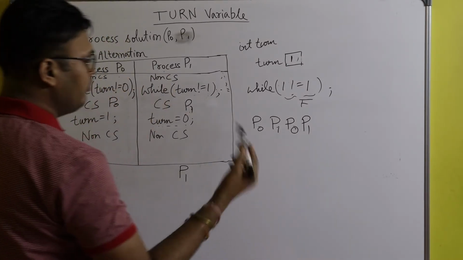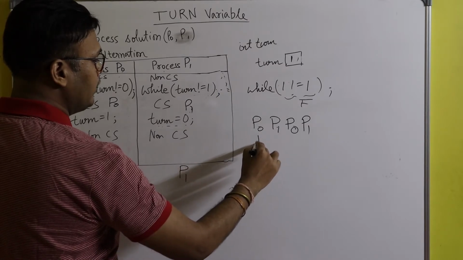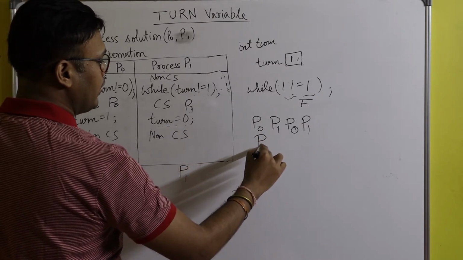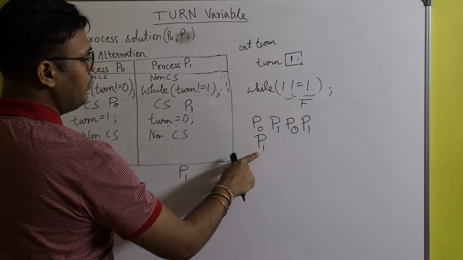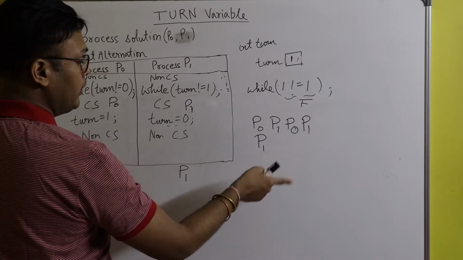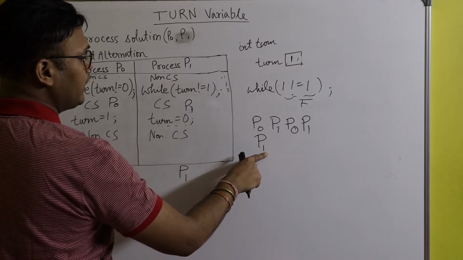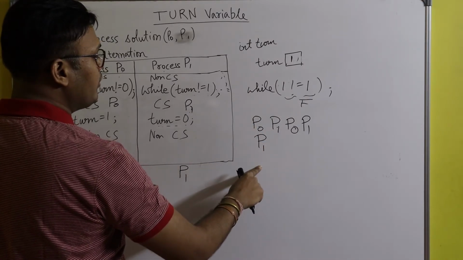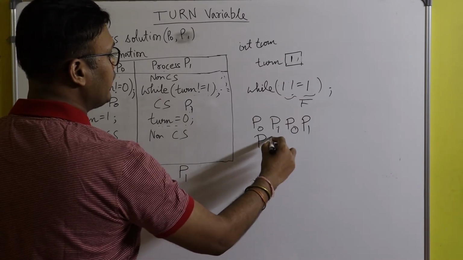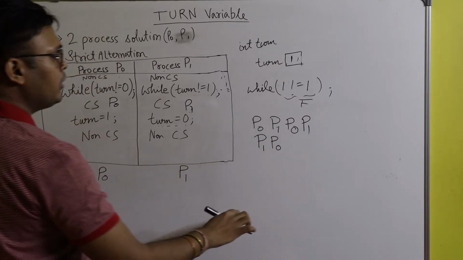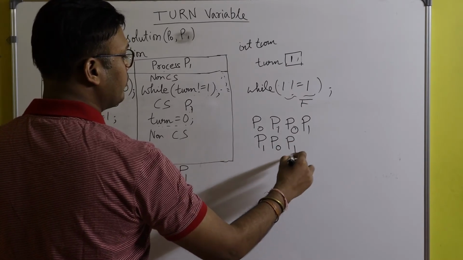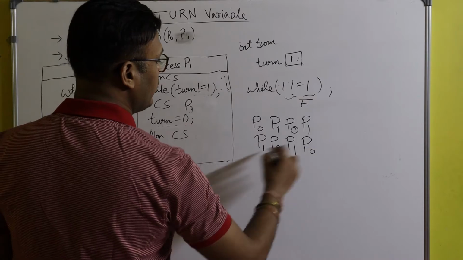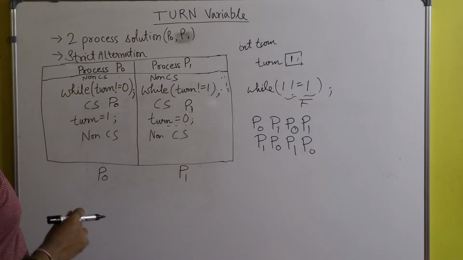And even if you start with P1, then what will happen? At first you should just check it on your own. If P1 enters the critical section first, and when P1 comes out, after that P0 will get the entry, and when P0 comes out from the critical section, again P1 will get the entry, after that again P0 will get the entry. So everything will happen in the strict alternation approach.